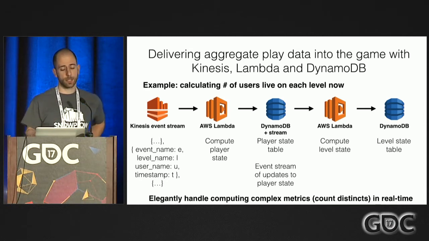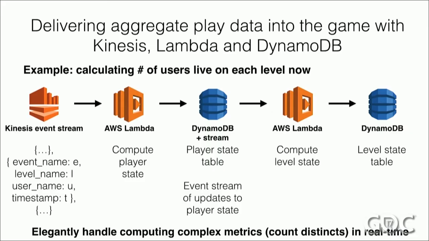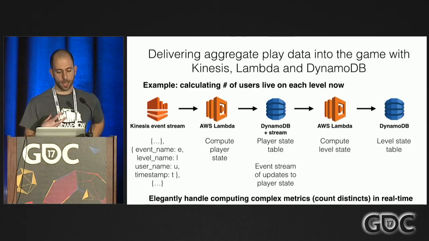So in that specific example that I just showed you, what's actually going on is we have the full event stream coming in Kinesis. And whenever a player is active in a level and does something in that level, that's captured as a line of data in a JSON format. So we know what event occurred, what level it was in, and who the user was that performed that action.